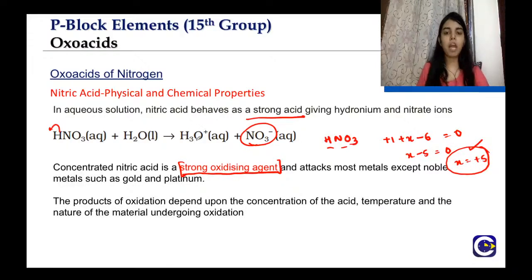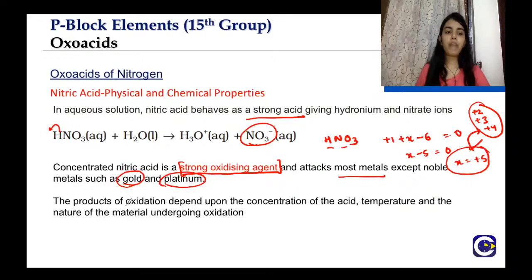This is the maximum oxidation state that can be exhibited by nitrogen. The possibility is that it can reduce its oxidation state to, let us say, +2, +3, +4. Therefore, it reduces its oxidation state by gaining electrons, that is, by reducing itself and oxidizing the other species. That is why it is known as a strong oxidizing agent, and it attacks most metals except noble metals such as gold and platinum.